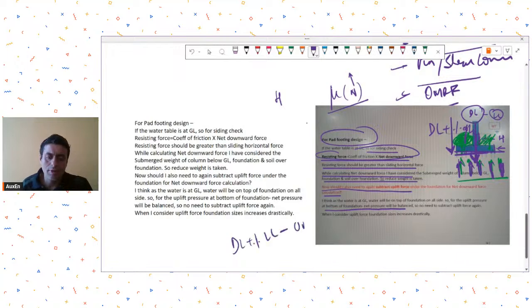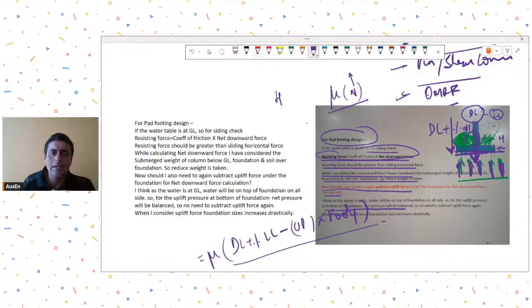the uplift pressure into the footing area, that you subtract. This you multiply by the coefficient of friction. Sorry, this will be the resisting force against sliding, and then the sliding force will be the water pressure multiplied by these exposed areas of footing sides and column sides.